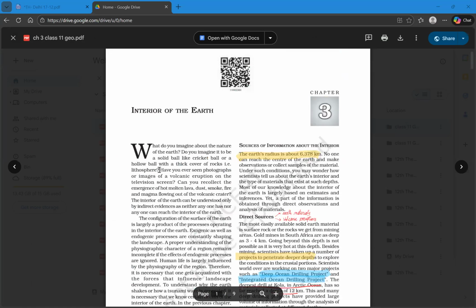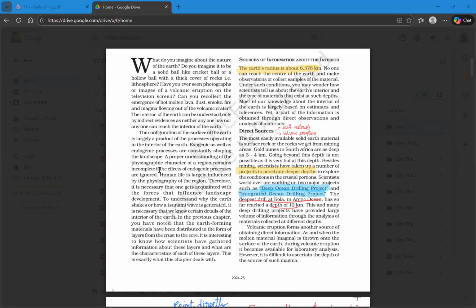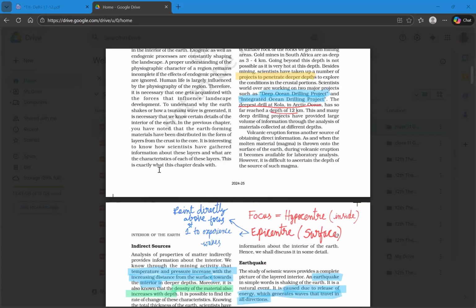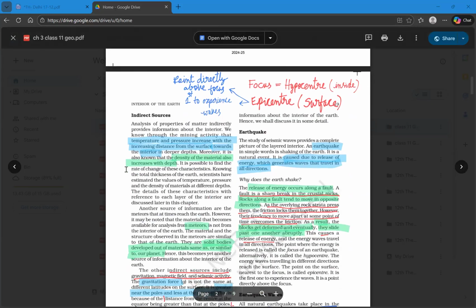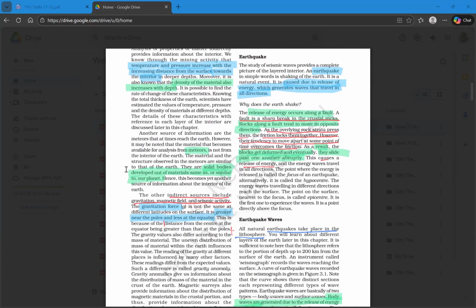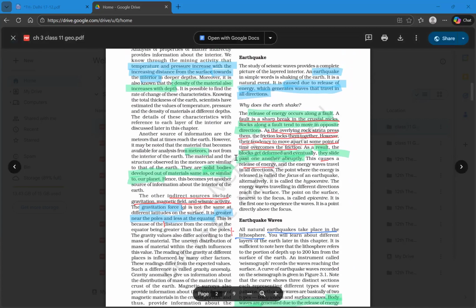First, we learned about sources of information, that is, direct sources and indirect sources. In direct sources, we learned earth materials and volcanic eruptions. And in indirect sources, the first one is properties of matter. The second one is meteors. And the next are gravitation, magnetic, and seismic activity. Out of these, seismic activity is important.